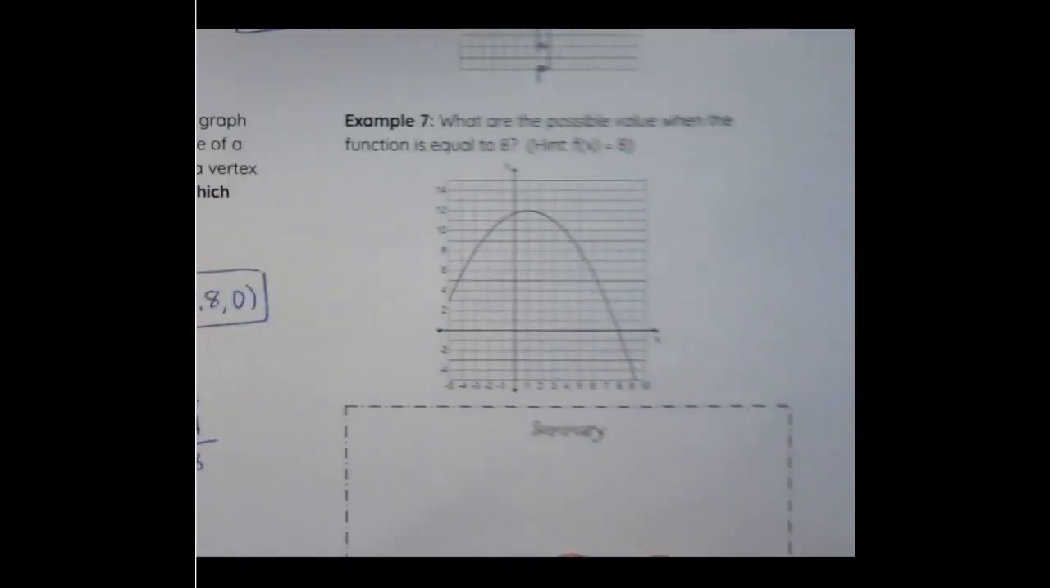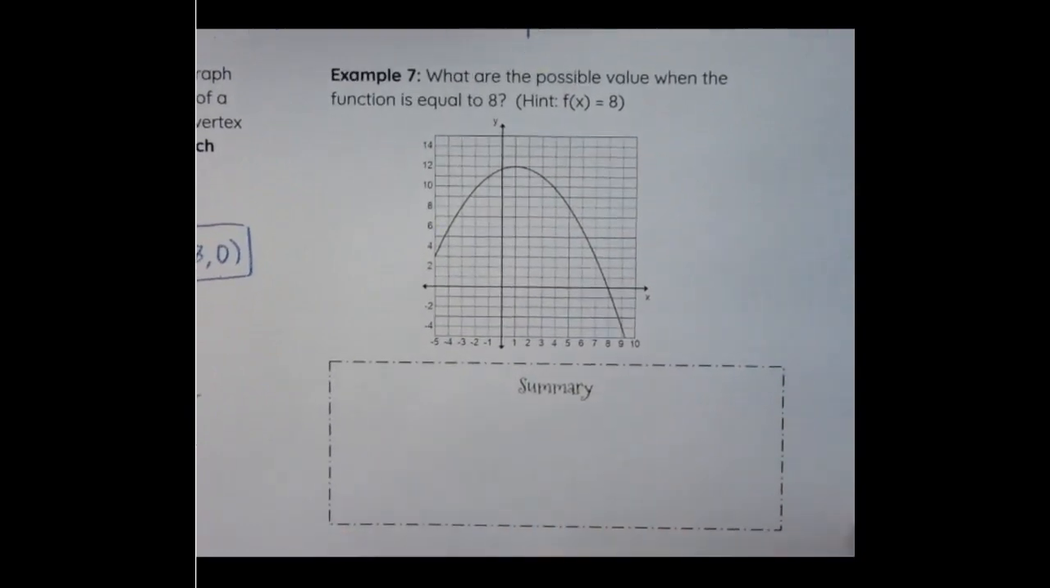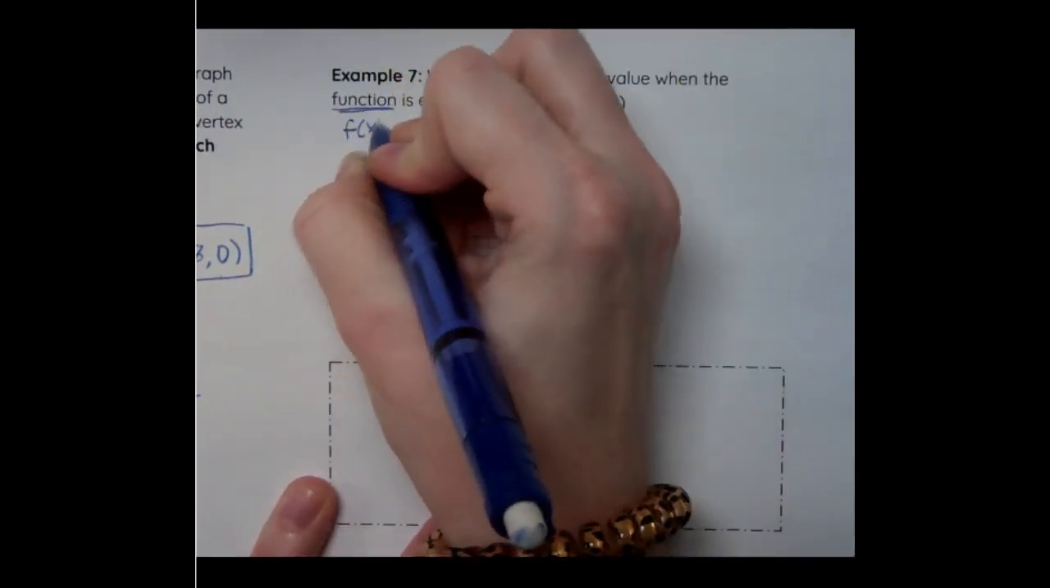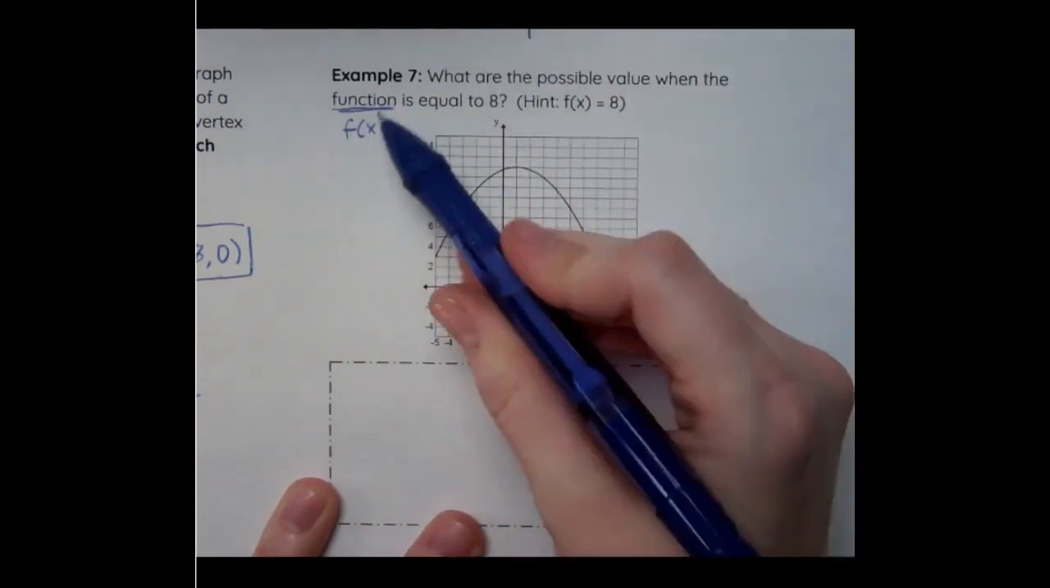Last question, people. We can do it. Okay. Example number 7. What are the possible values when the function is equal to 8? Right now, all it says is when the function is equal to 8. When you see the word function, I want you to think of f of x. Function is f of x.